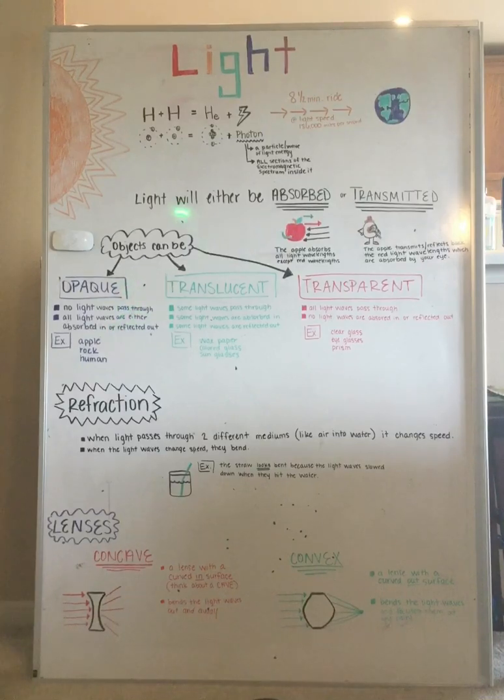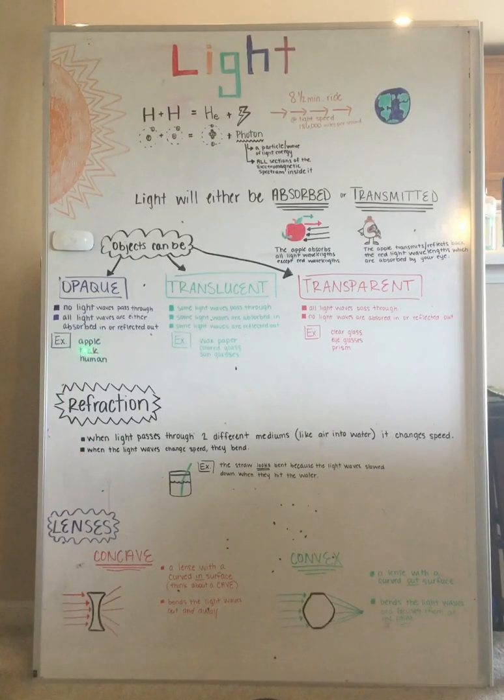Okay, and all objects are either going to be opaque, translucent, or transparent. And this has to do with how the light interacts with the object. So an opaque object, no light waves can pass through this object. All of the light waves are either absorbed into the object or reflected out. They bounce off. So an example would be the apple that we looked at. So if you were standing on the other side of the apple, you wouldn't see any light that comes through. No light is going to pass through that apple.